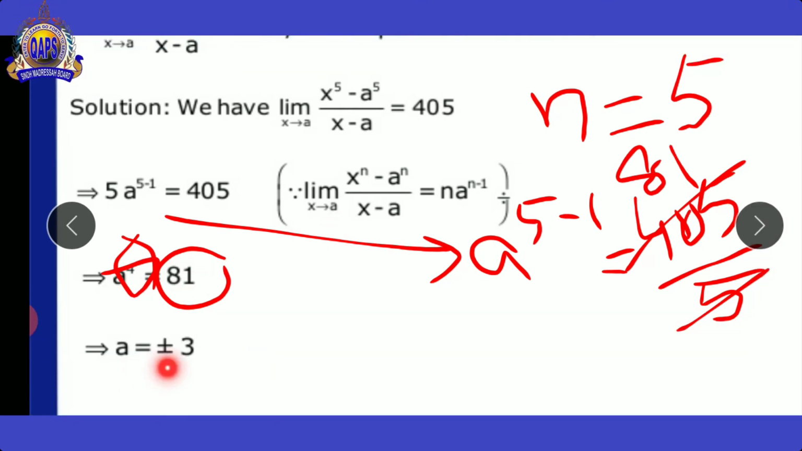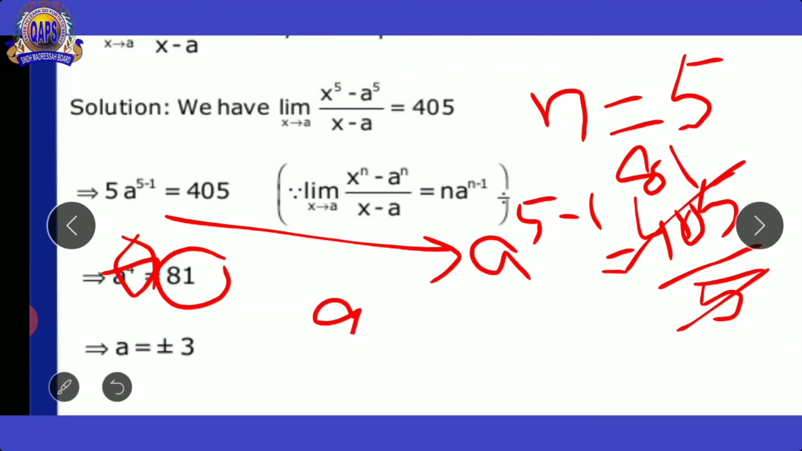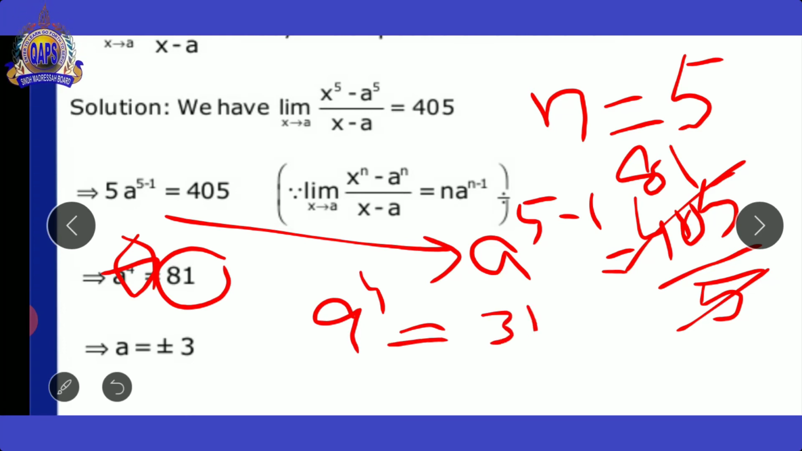then a is equal to plus minus radical 3, because we are seeing here a power 4 is equal to 81 is equal to 3 power 4. The power 4 will be cancelled, then a is equal to plus minus 3.